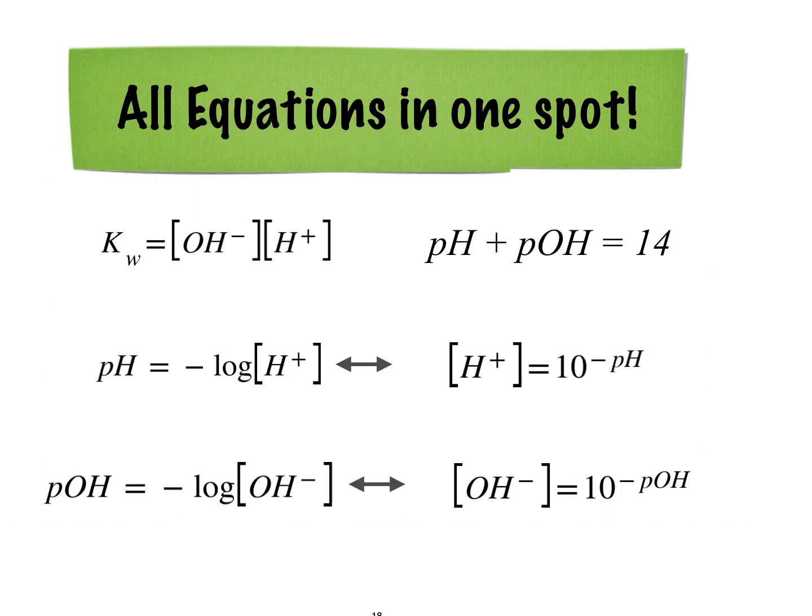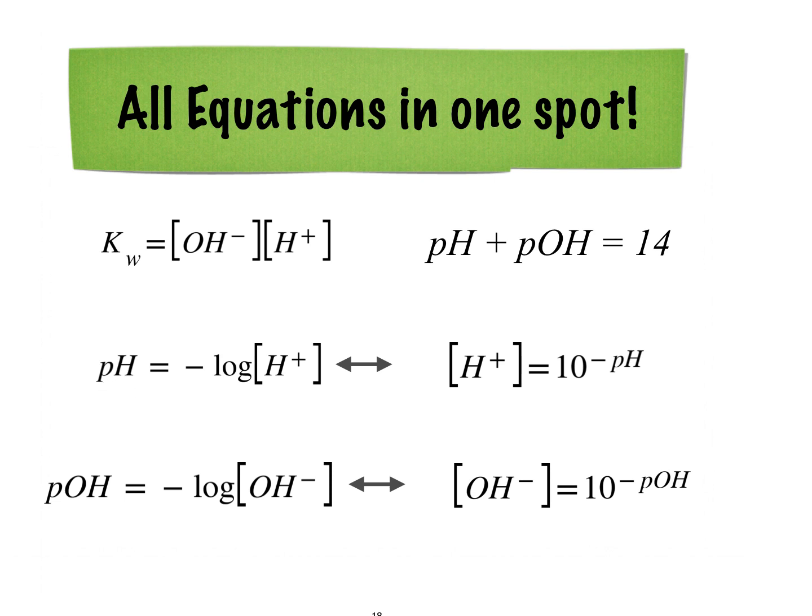So we're going to finish up this video lesson taking a look at all the equations all in one spot. We've already talked about the Kw expression, which is used to calculate the concentration of OH- if we know the H+, or if we know the H+, we can calculate the OH-. We also talked about this one on the last slide, where the pH and the pOH of a substance added together always equals 14. Now these two are kind of inverse of each other.